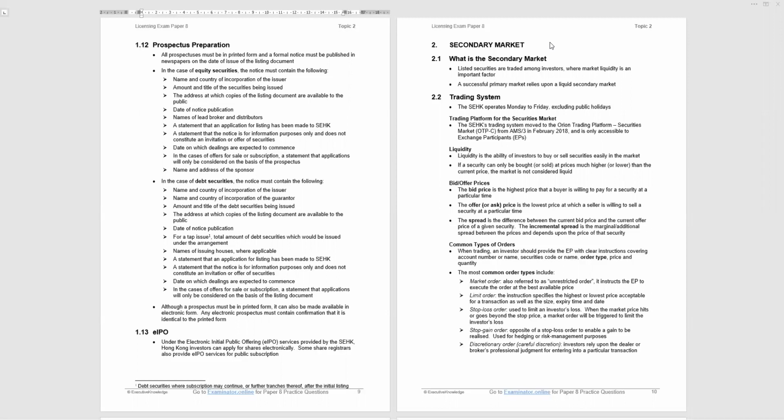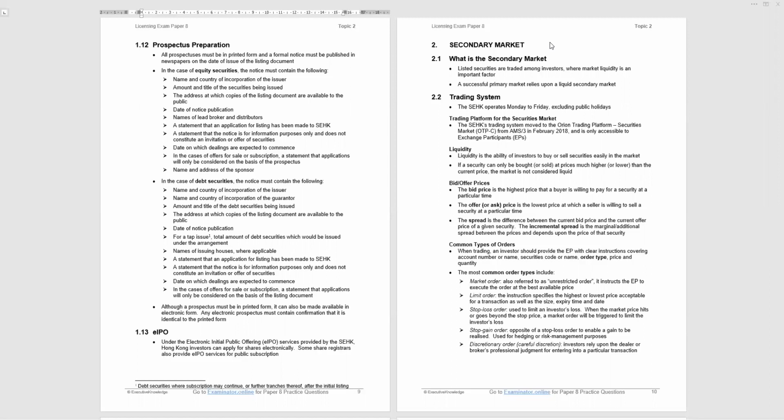in Section 5. Liquidity of a market is the ability of investors to buy and sell, and if a security can only be bought at an unreasonable price, too high, too low, it may be that the market is not considered liquid. Now, bid offer prices. We've got 3 bullet points here covering narrative on bid offer prices, but the exam will often introduce numbers, illustrations, and get you to answer accordingly. So while we've got no numbers in these lecture notes, the practice questions do cover some of the question types that you're going to see on bid offer prices.